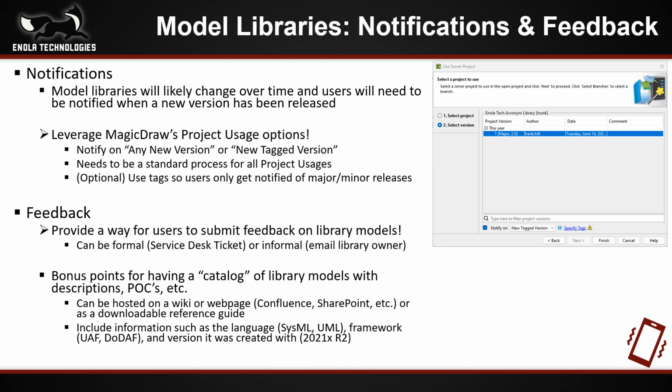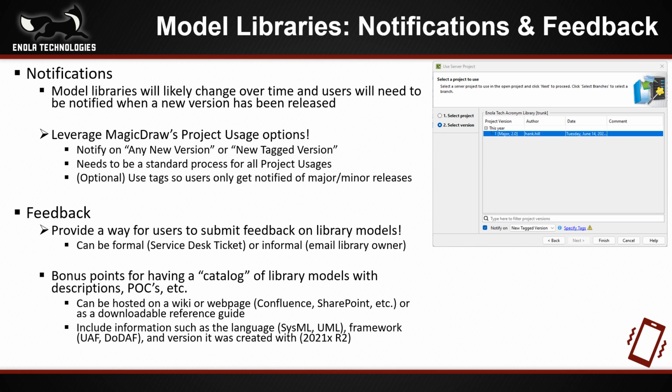There are two options in that little combo box. One is Notify on any new version, which is the default. If that's selected, anytime someone makes a commit to this library and you open up your model that's using it, you're going to get a little notification down the bottom saying the project's been updated. In some cases, that's perfect.